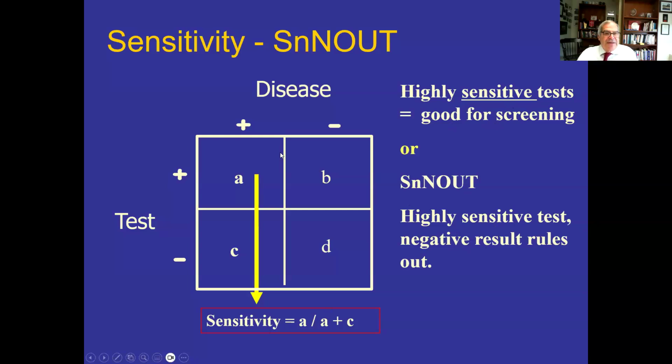The equation, again, if we're talking sensitivity: there are people that have the disease, and what percentage of those are you getting as true positives?